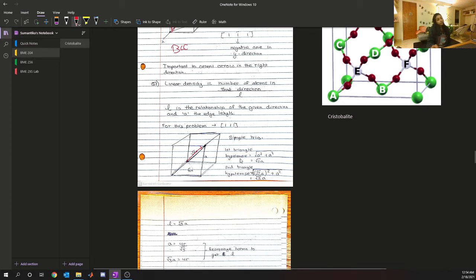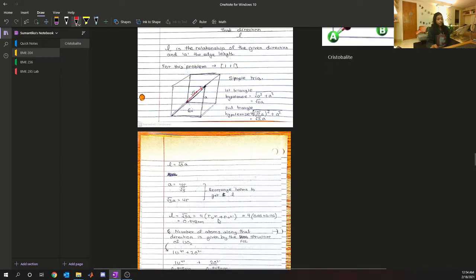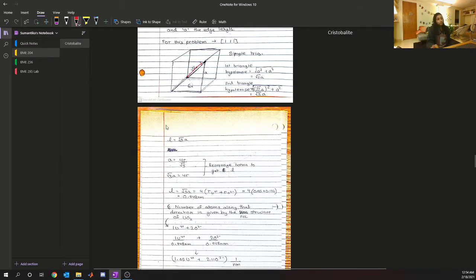So you do some simple trig and you figure out what this is. This is square root of 2a, and this is a. You do more trig, and you get square root of 3a. L is equal to square root of 3a. And now you use the relationship between a and r from a BCC cube.